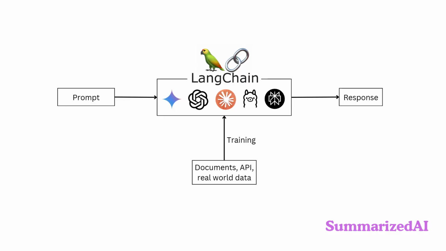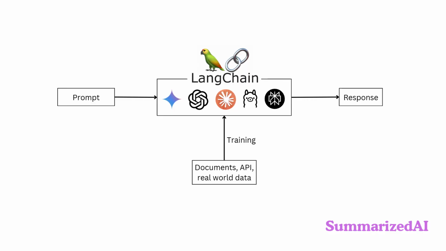LangChain is nothing but an open source framework designed to make large language models like ChatGPT, Claude, or Llama more powerful, useful, and interactive. It gives developers the tools to connect large language models with real world data, APIs, and custom workflows.